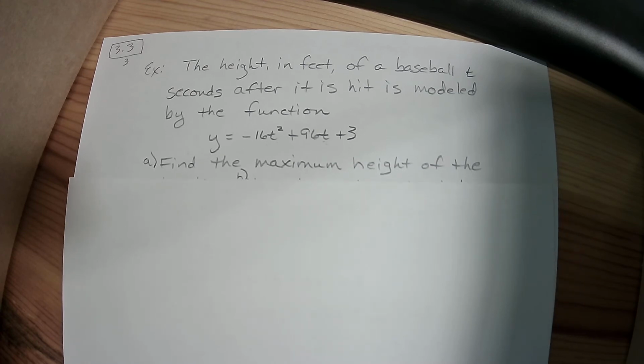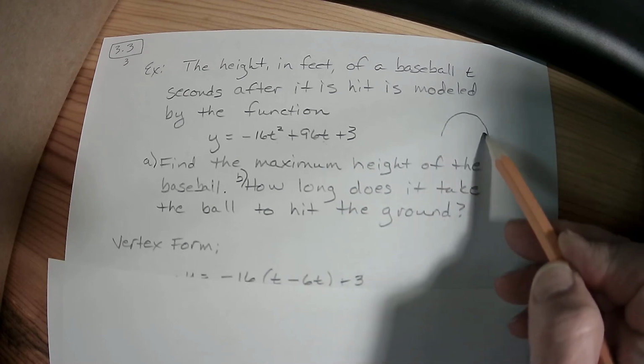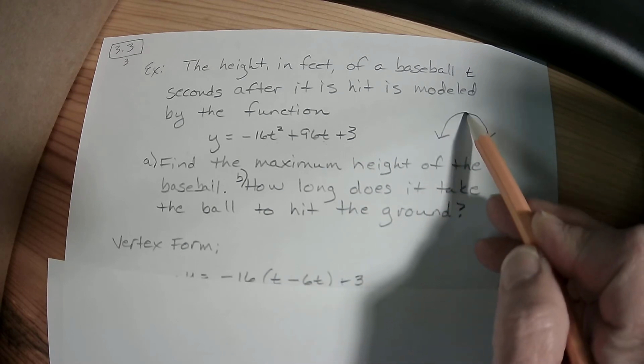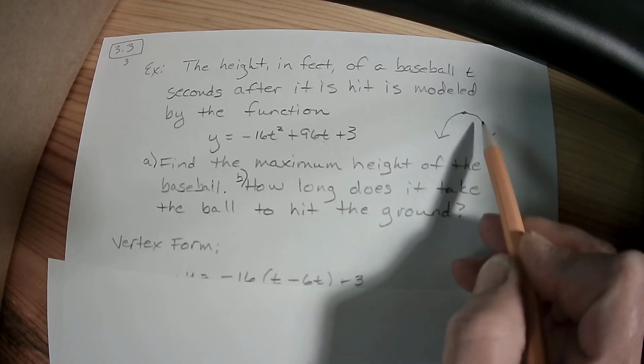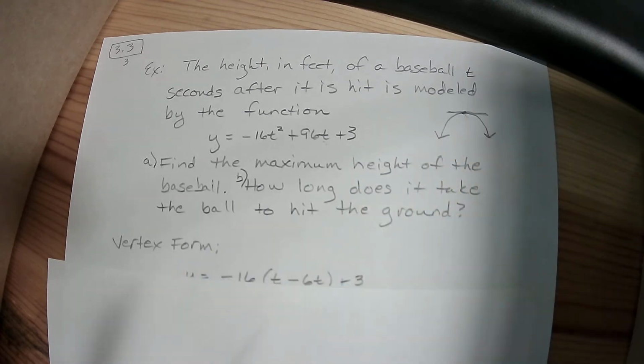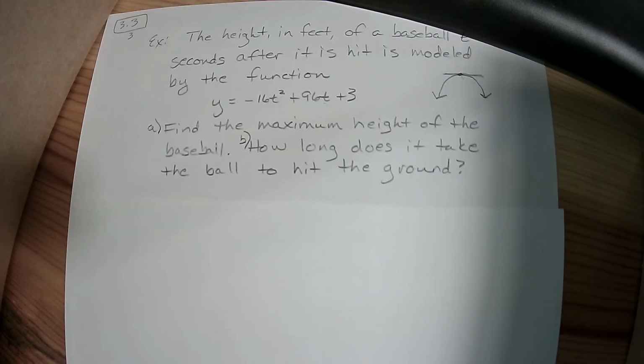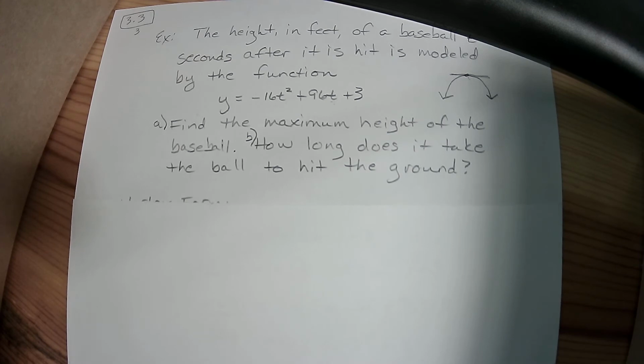So if I want to find the maximum height of the baseball, remember this is a parabola that looks like this. The maximum height is right here. It's going to be the y value of my vertex. So if I can find the vertex, the y value of the vertex is going to be the maximum height of the ball.